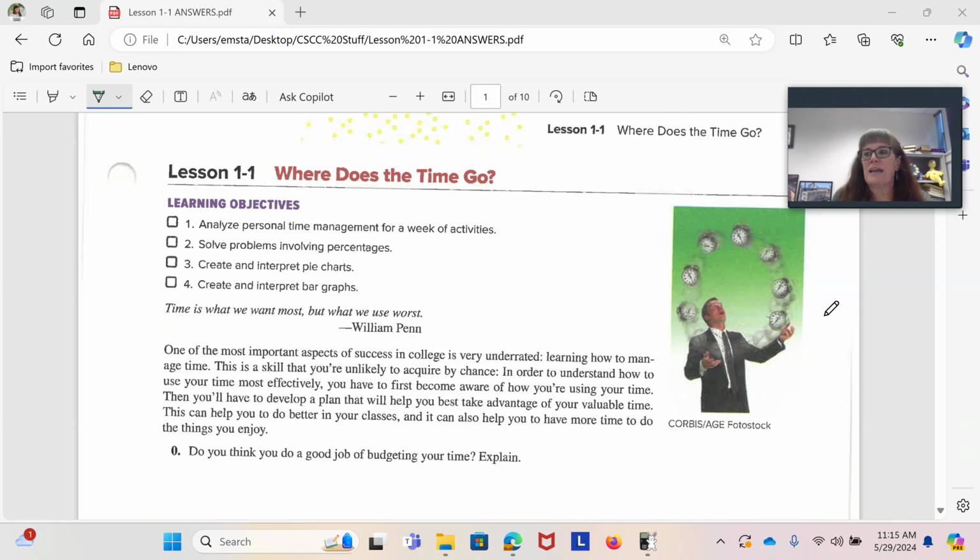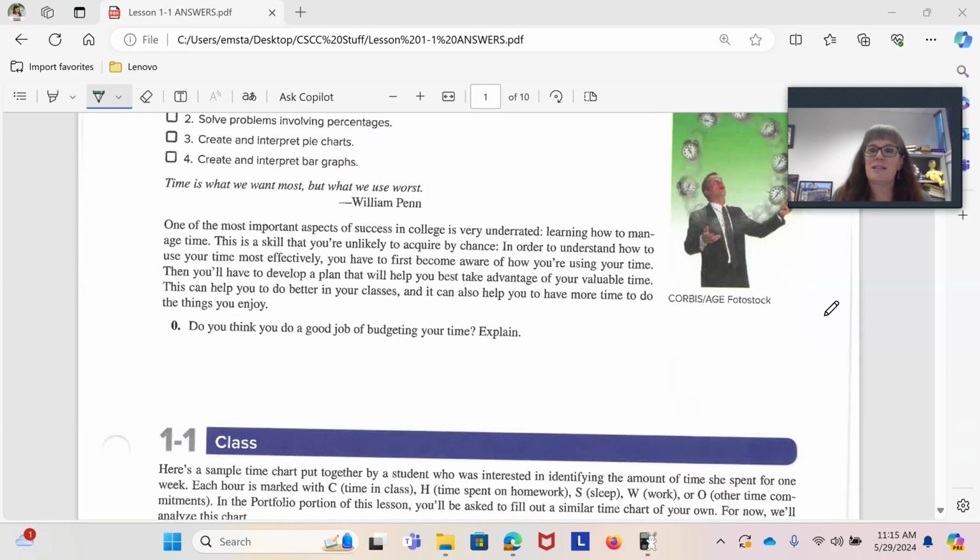So we're going to work through the class section together, and then when you meet in your Zoom section or wherever you meet face-to-face, you'll work on the group work together.